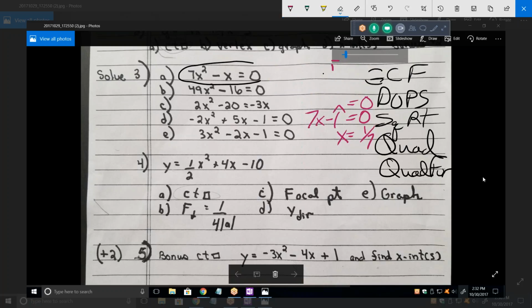And we had to use greatest common factor. We didn't use difference of perfect squares. We didn't use the third one. We didn't use the standard quadratic factoring. We certainly didn't use the quadratic formula.